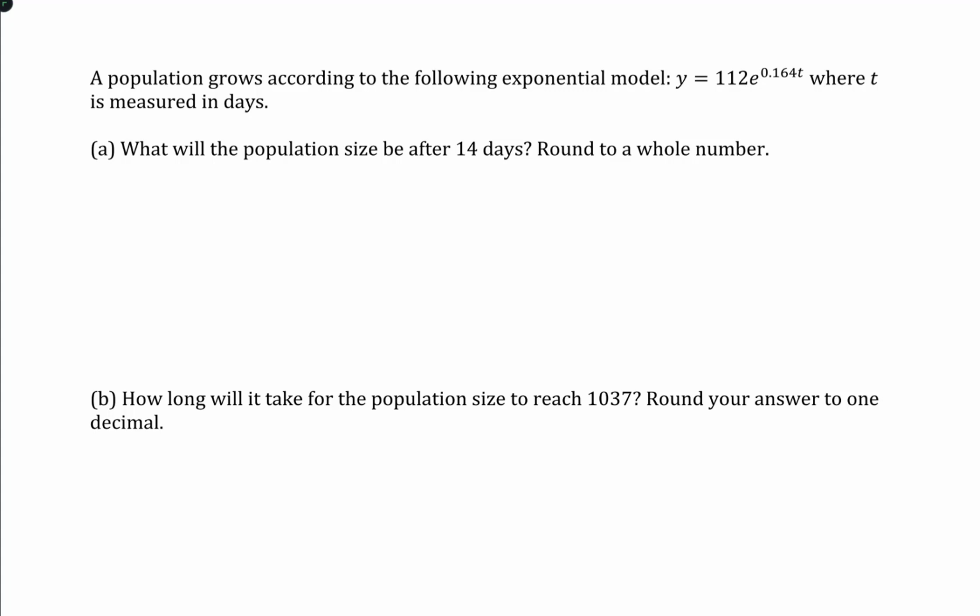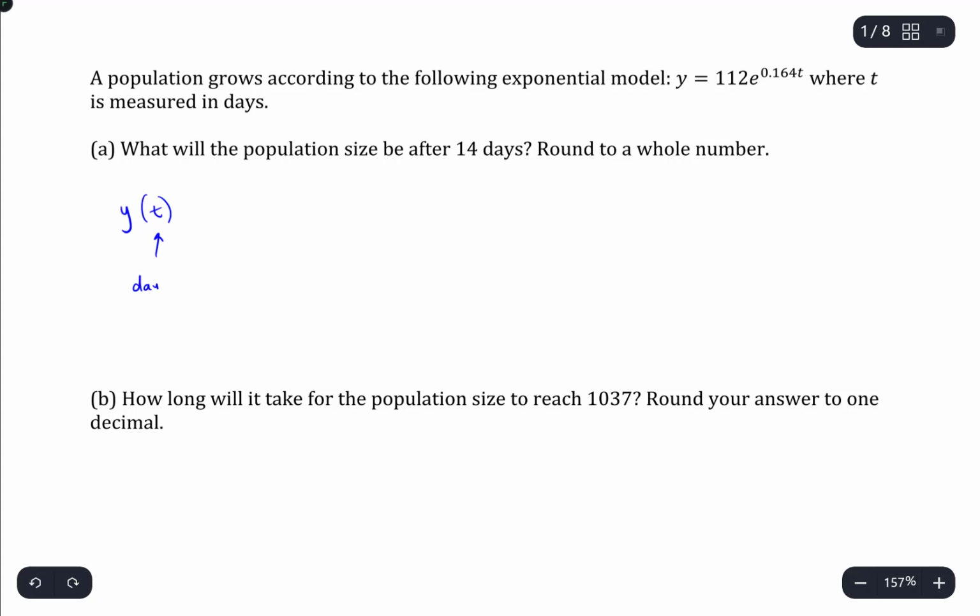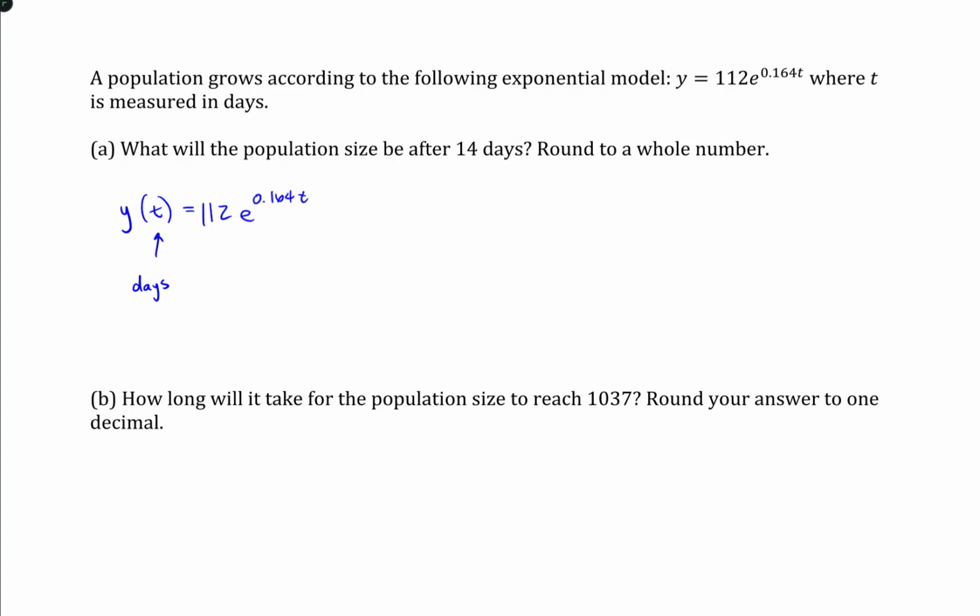Well, the population size in days is measured with this function. So even though it just says y, it's really y of t. So we can input a number of days, and then the population size, which is the output, is given by 112 e to the 0.164 times however many days we're interested in.